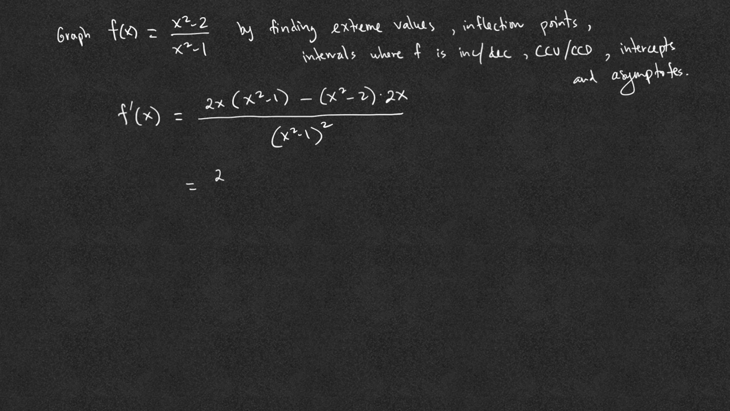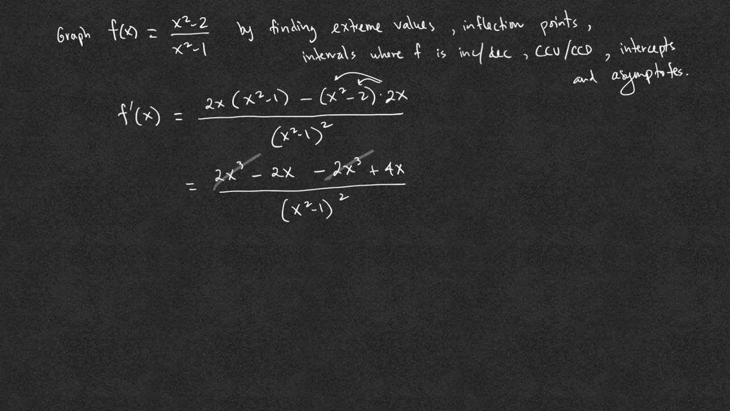Distribute, we have 2x cubed minus 2x. Minus 2x times negative x squared is negative 2x cubed, and then minus 2x times negative 2 is negative 4x, but with the negative it is a plus 4x. The denominator is still x squared minus 1 squared. 2x cubed minus 2x cubed is gone. 4x minus 2x in the numerator is 2x. The denominator is x squared minus 1 squared.